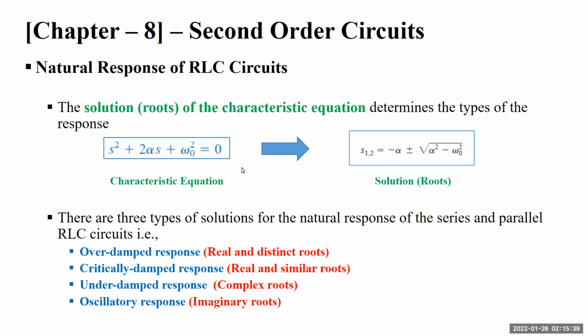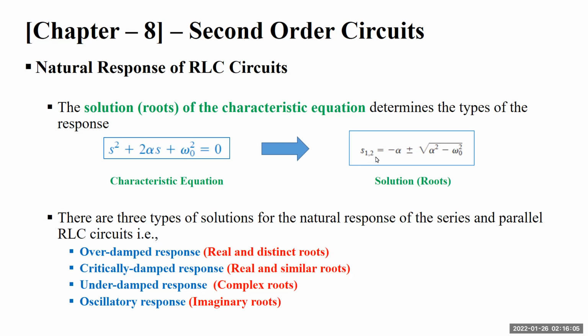So there are four types of response. Oh, sorry, I have mentioned three here. There are typically four types of response, because these roots can be of four types. These roots can be real and distinct, which means there will be two different real values of S1 and S2. These roots can be similar and real, which means there are two equal real values for S1 and S2.